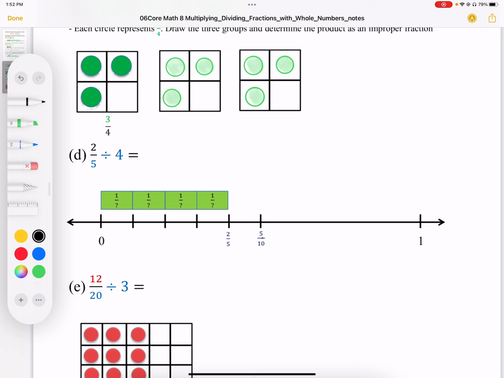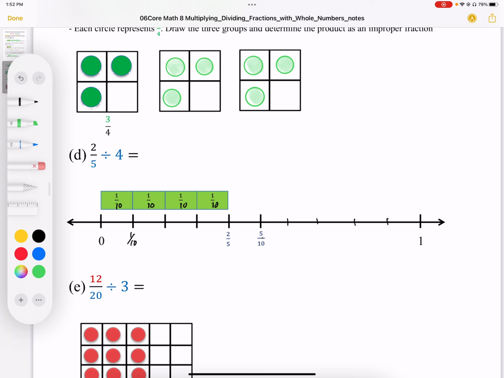Okay, if you need to, you can draw in the rest of the tenths here. Okay, there's going to be 10 increments in here, so this should be 1/10. Okay, so these are all going to be 1/10 pieces, and so the answer, the 2/5 divided into 4 parts gives me 1/10.